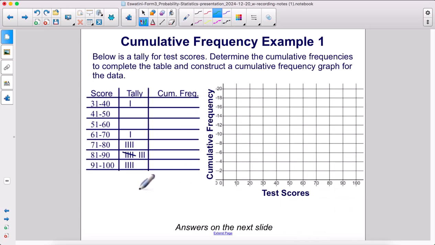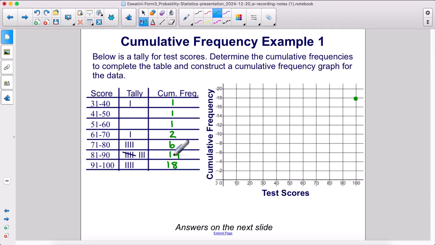Below is a tally for test scores. Determine the cumulative frequencies to complete the table and construct a cumulative frequency graph for the data. All right, so we start with a tally of 1, then we're going to add 0 to it, so it's still 1. Add 0, it's still 1. Add 1, we have 2. Add 4, we have 6. Add 5, 6, 7, 8, we have 14. And then 15, 16, 17, 18. So therefore, at 100, we will have 18.